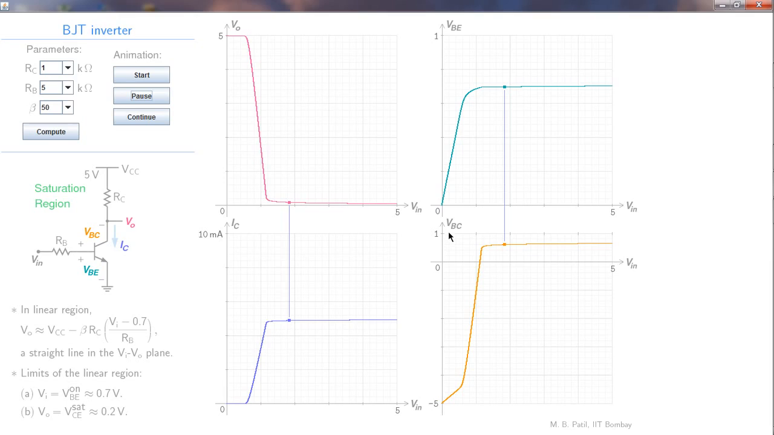The base collector junction is now under forward bias because VBC has become something like 0.6 volts. The base emitter junction continues to be in forward bias. And beyond this point, things are not really going to change except for the input voltage. What happens to the extra voltage? This is increasing. This is constant. So the extra voltage gets dropped across RB. So things really don't change after this point.